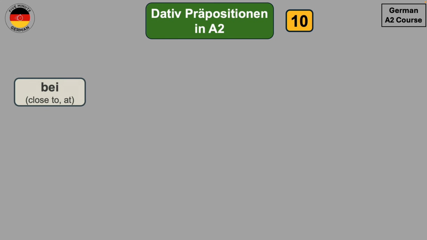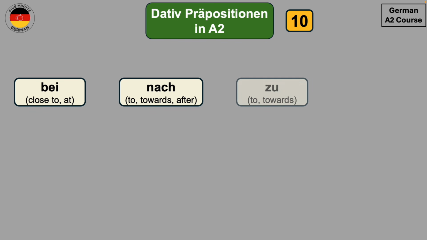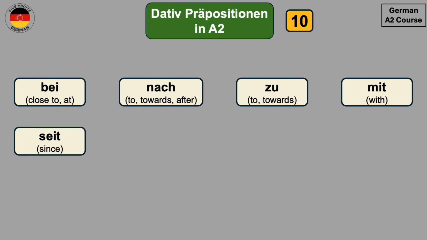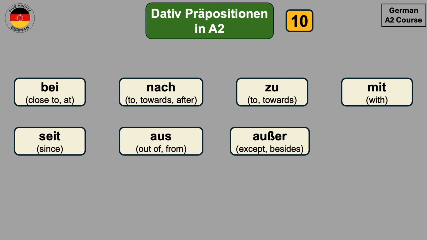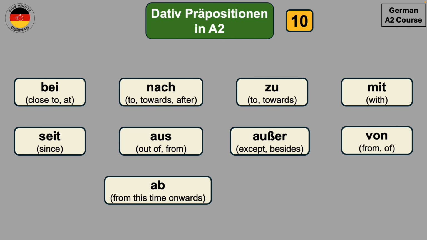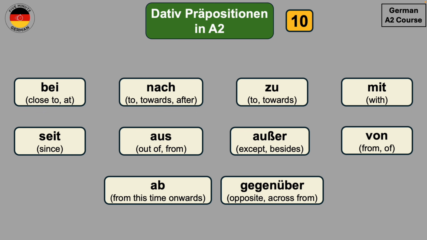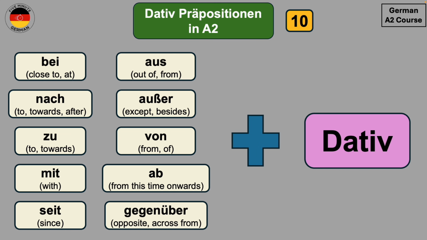These are bei, which means close to or at, nach, which means to, towards or after, zu, which means to or towards, mit, which means with, seit, which means since, aus, which means out of or from, außer, which means except or besides, von, which means from or of, ab, which means from this time onwards, and gegenüber, which means opposite or across from. And all of these prepositions are dative prepositions.